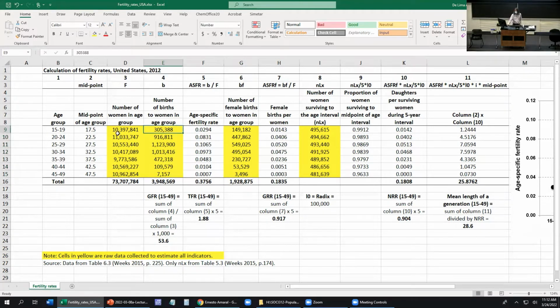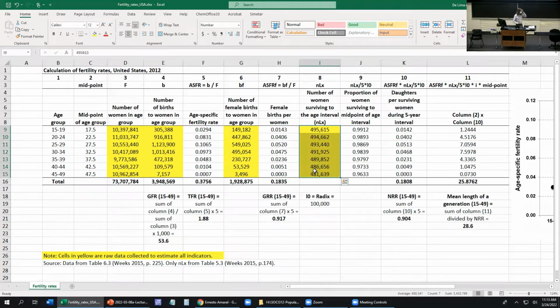So out of these 10.4 million women between the ages of 15 and 19, 305,000 of them had a child back in 2012. And out of these 305,000 children, 149,000 of them were daughters. So in this column I have the number of daughters that these women had back in 2012. Here it includes baby boys and baby girls, and here only baby girls.